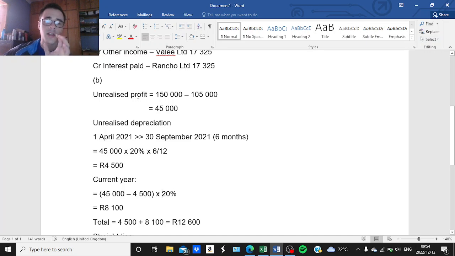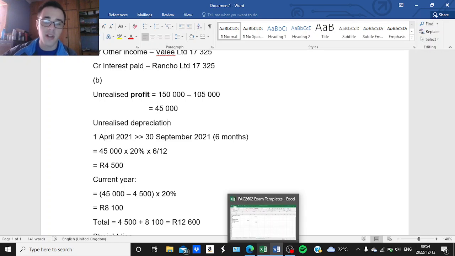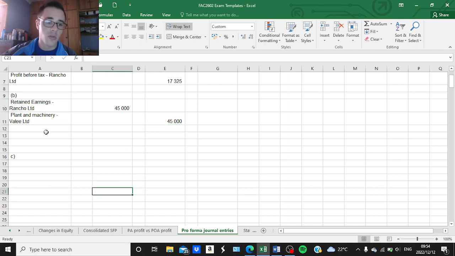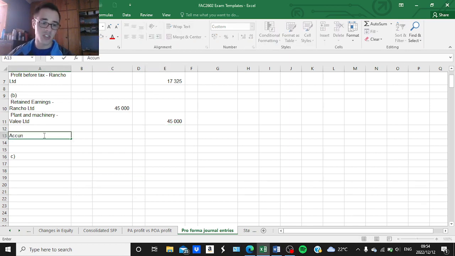Now, in this case, an unrealized profit was made, so therefore the company, Valley Limited in this case, provides for too much depreciation. So we need to decrease the total depreciation that they have provided for. And we will do that by decreasing their accumulated depreciation. Okay, so we will debit accumulated depreciation for Valley Limited, because that is the company that provides for too much depreciation due to the unrealized profit that is included in its plant and machinery.